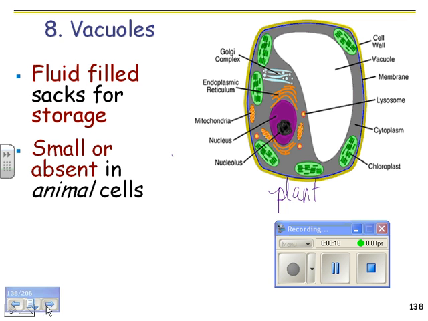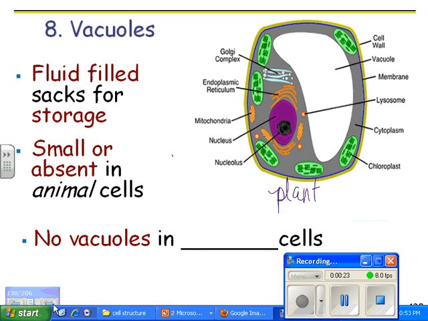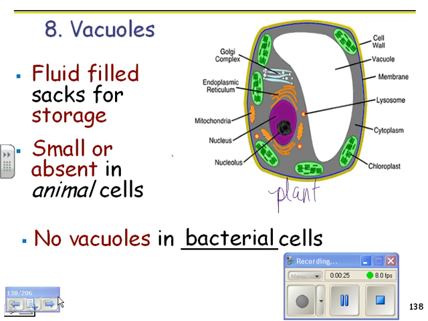They are small or absent in animal cells. There are no vacuoles in bacterial cells because, of course, they're membrane-bound, and you don't have any membrane-bound organelles in bacterial cells.